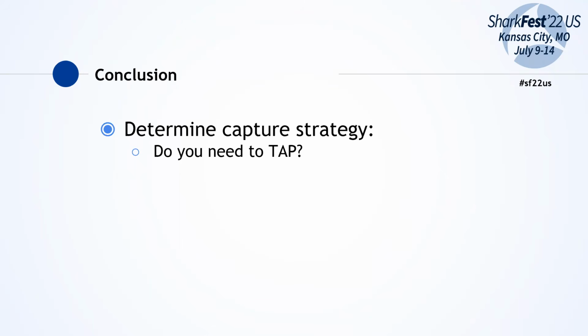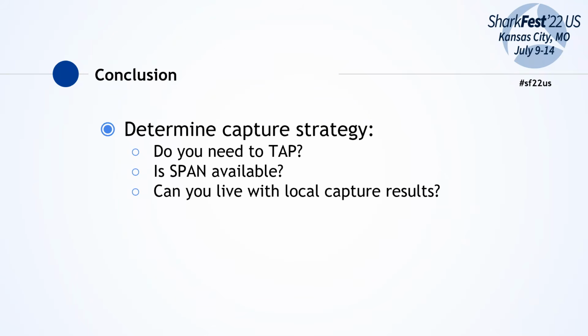Because if I put the tap into the link and I see the packet on my capture, then I know it was on the link. And I had situations in the past where servers discarded packets that were definitely incoming. This is really hard to troubleshoot otherwise. You need a tap for that kind of thing. Is span available? For example, if you have non-manageable switches, you don't have span, right? So that is another problem. Can you live with local capture results? Well, if you're just trying to prove that there's data coming in and going out, local captures are fine. But if you need to do timings, packet sizes, all of this, you can't go that way.